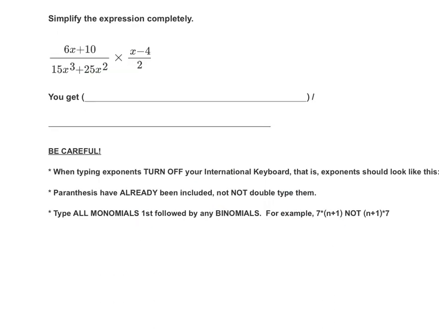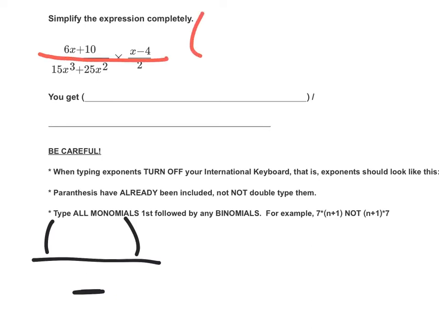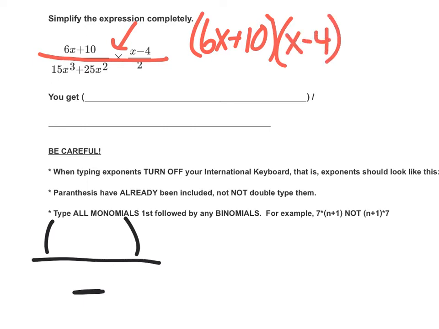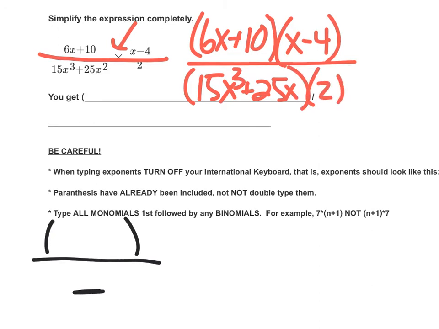By the way, if you look at the answer key here on the bottom, you're going to see I'm going to get something in parentheses on the top divided by something singular. So really our goal for what we're going to want to type in is going to be something in parentheses divided by just a single value. Let's go ahead and do this. I am going to rewrite it again with parentheses as one long problem. So I'm going to do in parentheses here 6x plus 10. And then times, I'm going to drop that x symbol. I don't like this multiplication symbol. It looks like an x. We just put them right next to each other. x minus 4. Over here, I'm going to have 15x cubed plus 25x squared. And then I have a times 2 sitting out there.